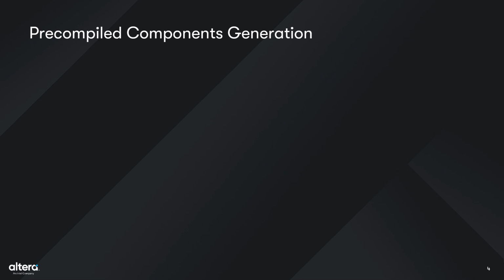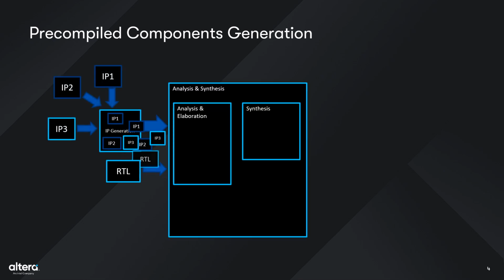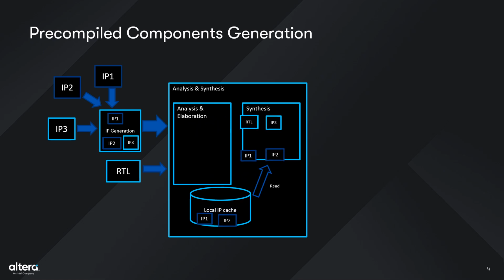This is an overview of the design flow. You will start by adding your IPs and RTL code, generate the IPs, and then go to the analysis and synthesis stage. The precompiled components generation is an optional sub-process of analysis and elaboration, in which enabled IPs are partially synthesized and stored in a local IP cache. In this animation, the enabled IPs are represented by the dark blue boxes. After elaboration, the compiled RTL and IPs are passed to the synthesis stage, and then to the fitter.